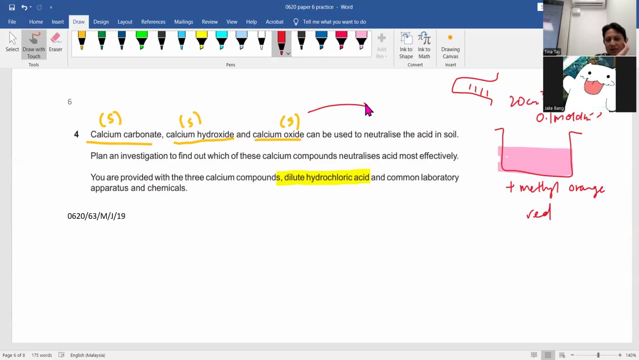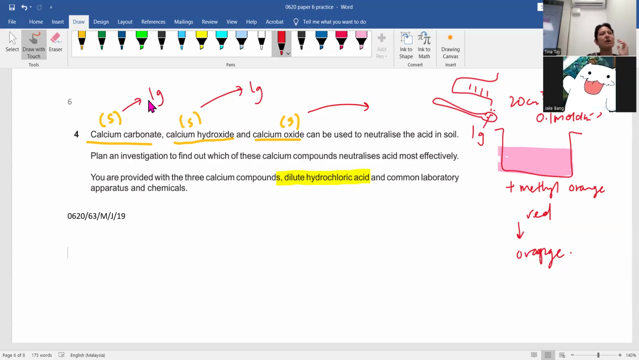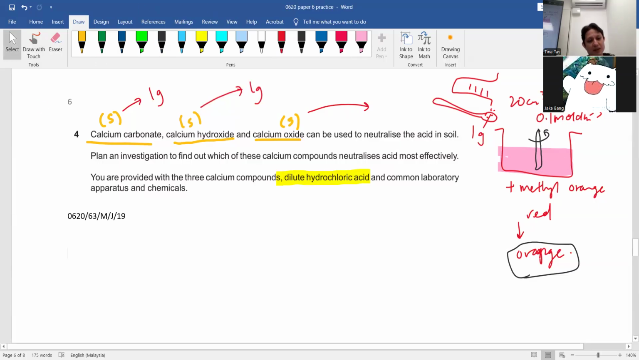So you take calcium oxide in a spatula and you add 1 gram at a time until it changes color to become orange. Then you repeat with the other one, 1 gram at a time. 1 gram, stir, 1 gram, stir. What can you stir it with? Glass rod. Put 1 gram and then stir until it changes to orange. The one that uses the least is the best. Can you understand? Yeah. Okay.